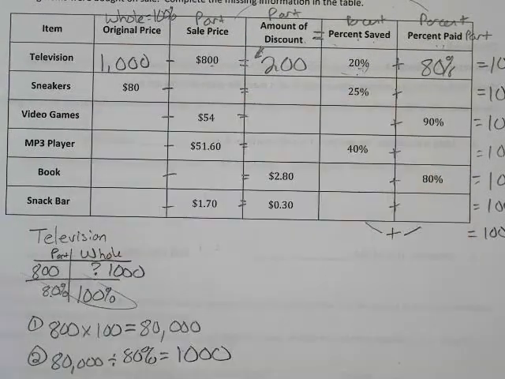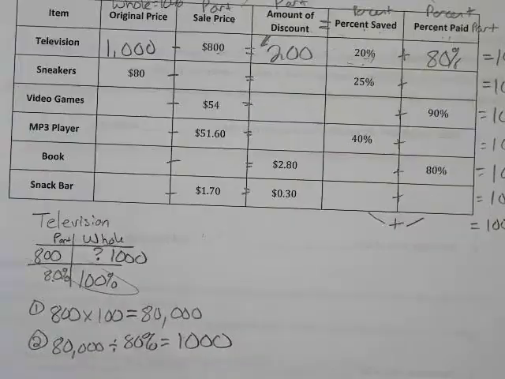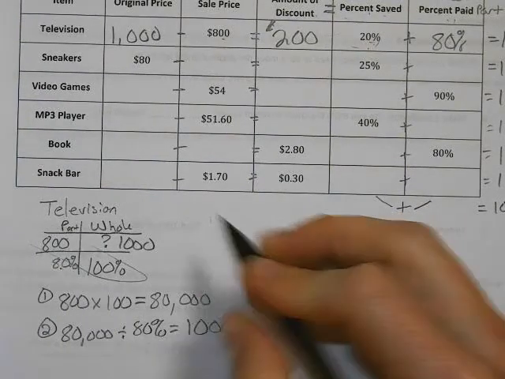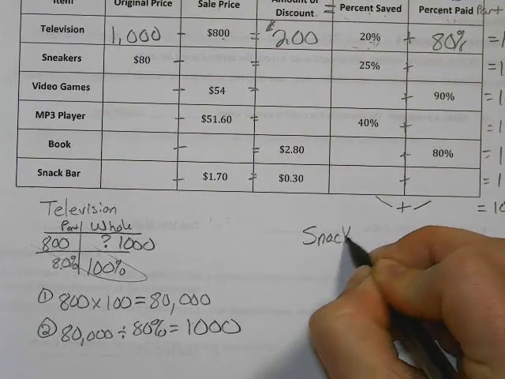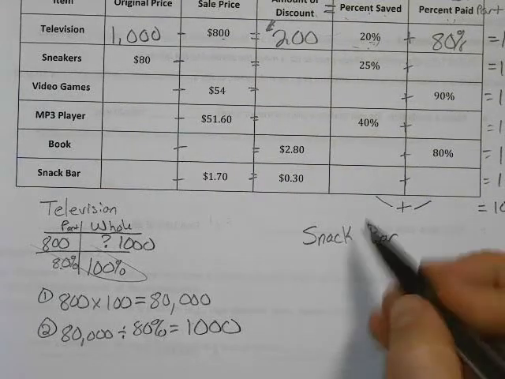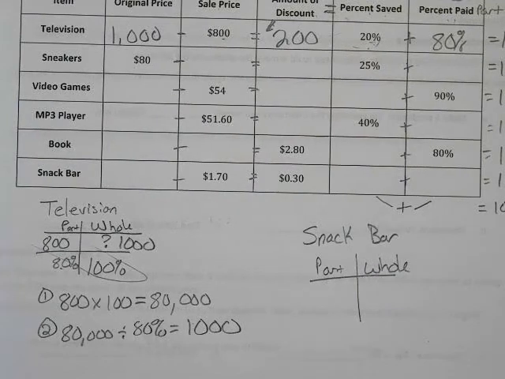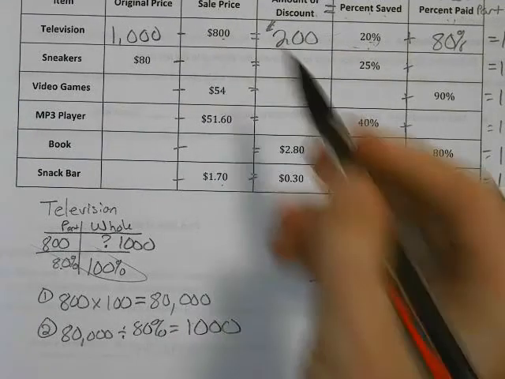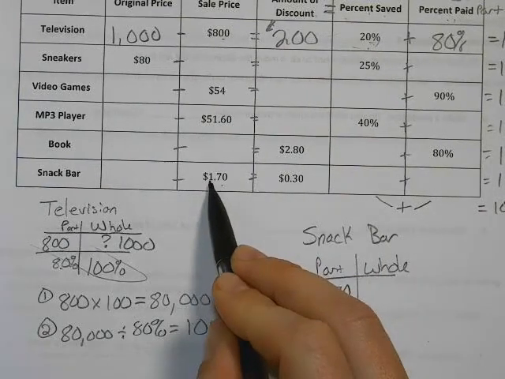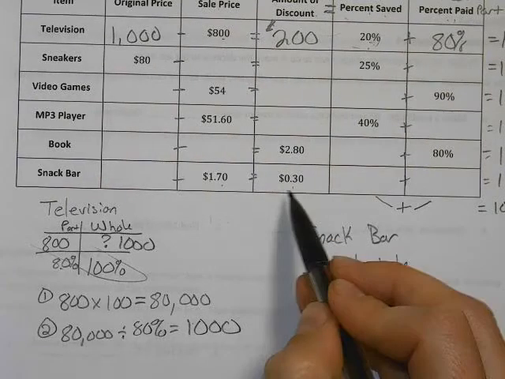So let's go ahead. I'm going to jump down to one with decimals to help you see how that works, so that you aren't only working with whole numbers in your examples. So we're going to do the snack bar. I have my part and my whole. I have a sale price, which means it's my part. So that's $1.70 is my part. It also gives me the amount of my discount was 30 cents. So I actually know what my whole thing cost.